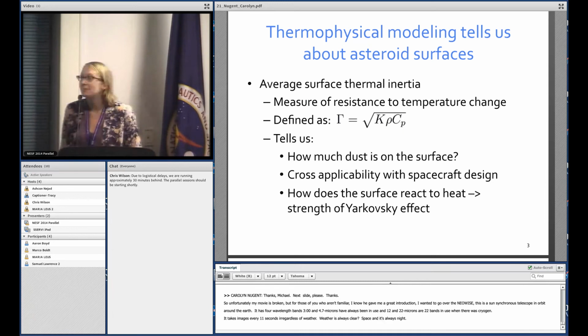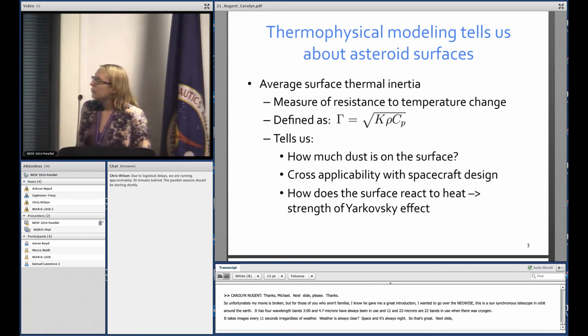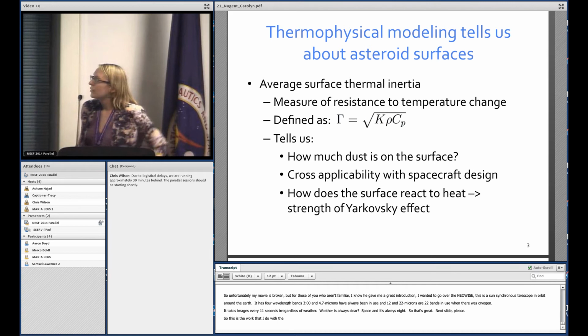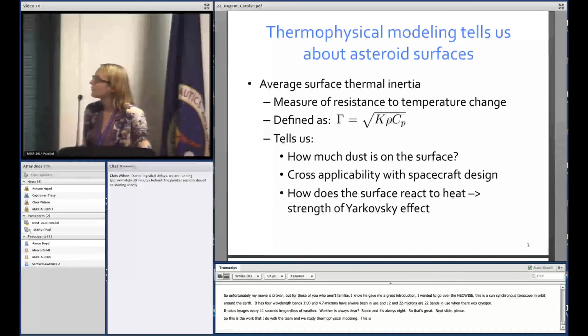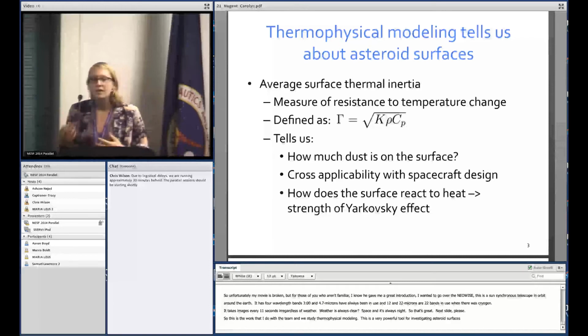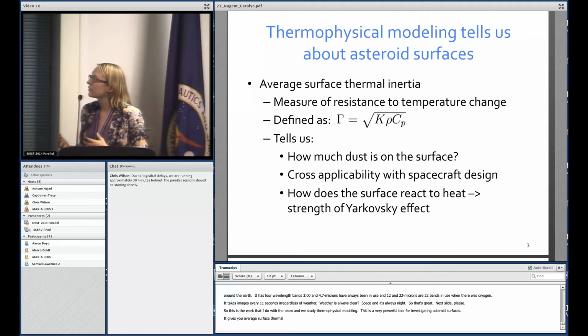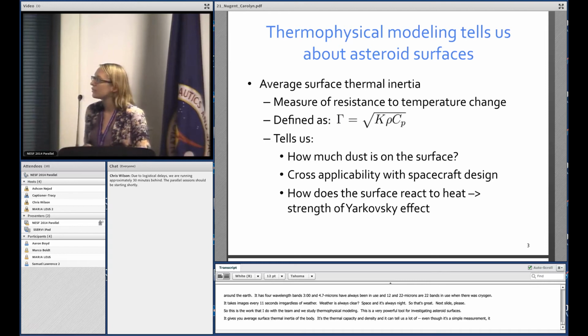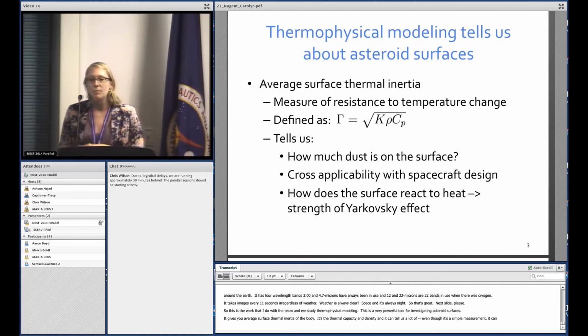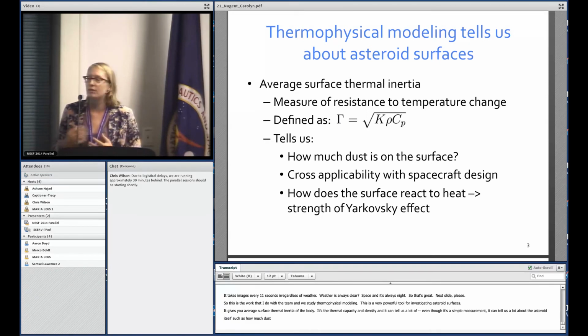Next slide, please. So this is the work that I do with the team, and we study thermophysical modeling. This is a very powerful tool for investigating asteroid surfaces. It gives you an average surface thermal inertia of the body, and that'll tell you about how the surface resists temperature change. It's defined as the square root of thermal conductivity, heat capacity, and density. And even though it's a simple measurement, it can tell us a lot of things about the asteroids themselves, such as how much dust is on the surface. And if you see a lot of dust, you might imagine that it's undergone a recent collision.